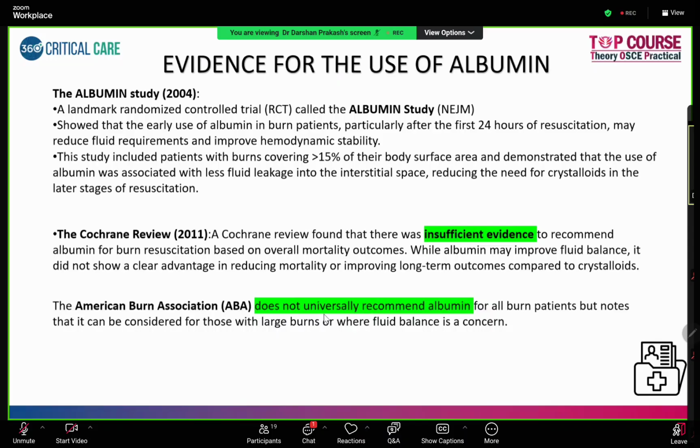One thing most of the burn societies agree on is if there is a large fluid volume required for resuscitation, probably at that particular time, based on your hemodynamic assessment, you can use albumin as a substitute for crystalloids because the volume of resuscitation which is required would be less.